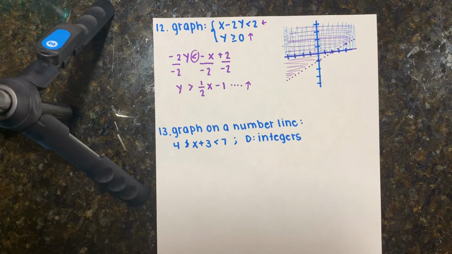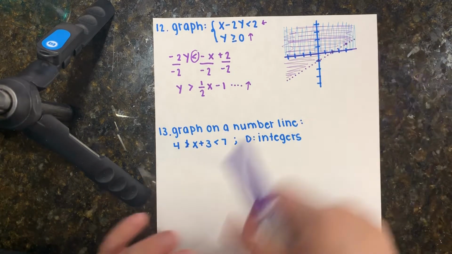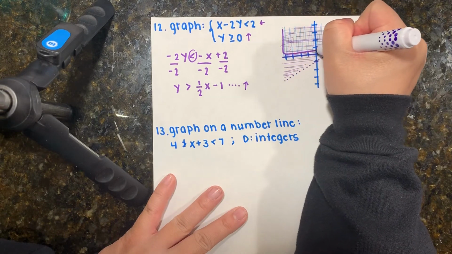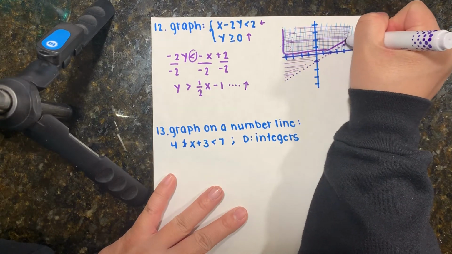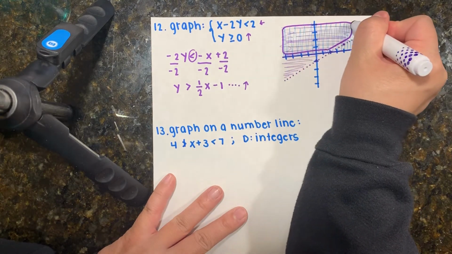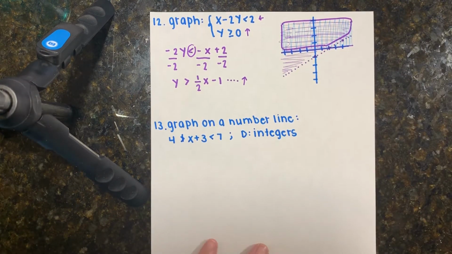which means your answer is going to be the space that's covered by both, so both the purple and the blue lines. And that means your answer is going to be this region right here. And that would be your answer.